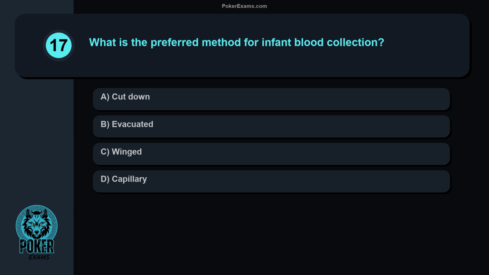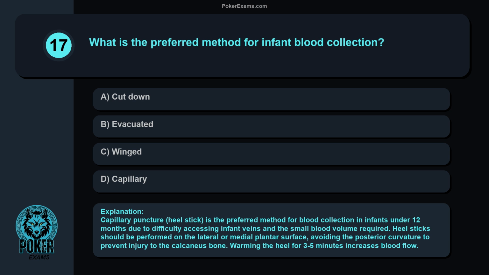Question 17. What is the preferred method for infant blood collection? Cut down, evacuated, winged, capillary. Capillary puncture, heel stick, is the preferred method for blood collection in infants under 12 months due to difficulty accessing infant veins and the small blood volume required.